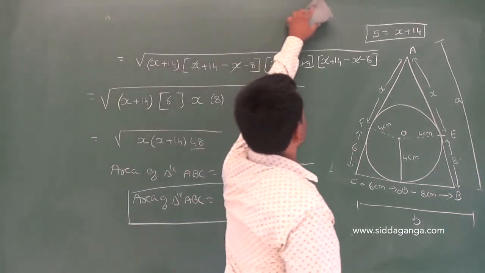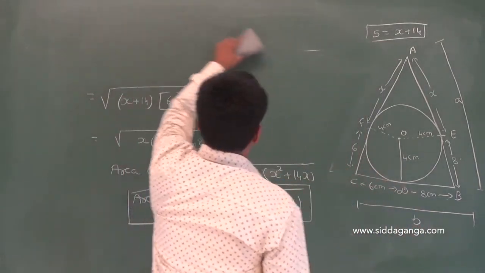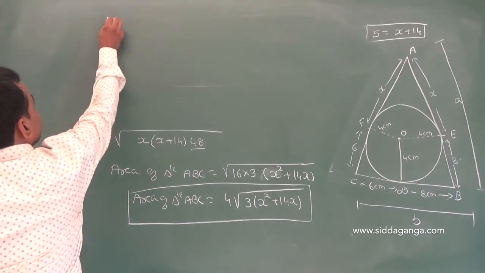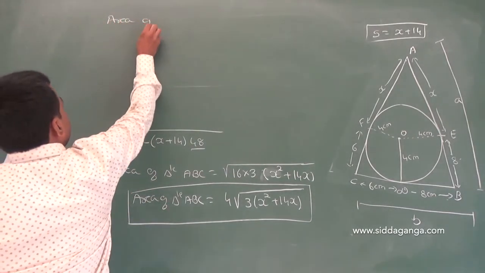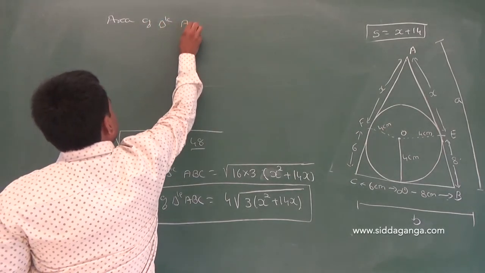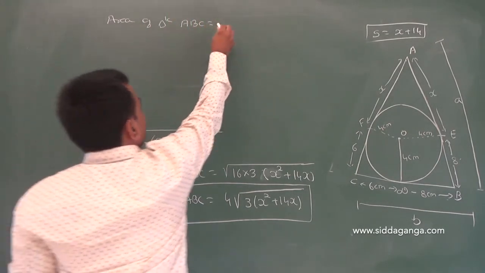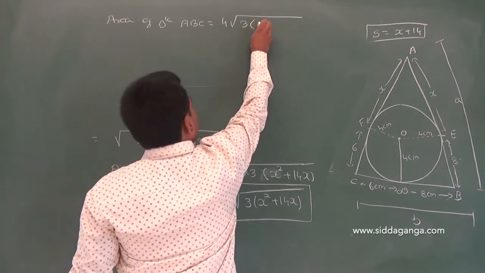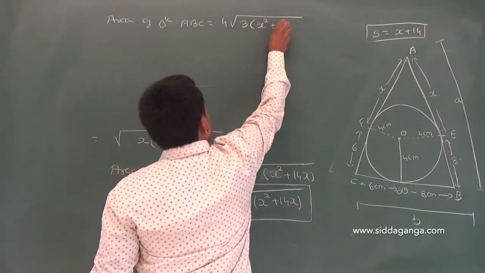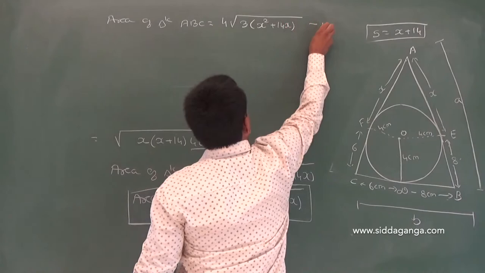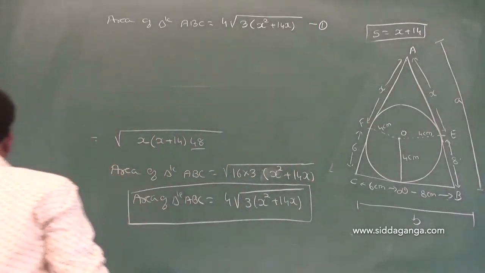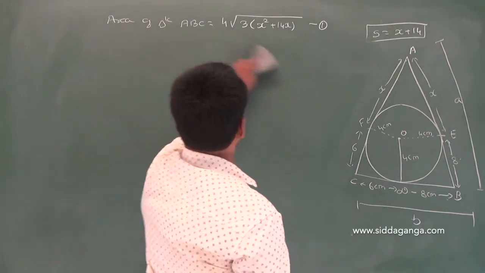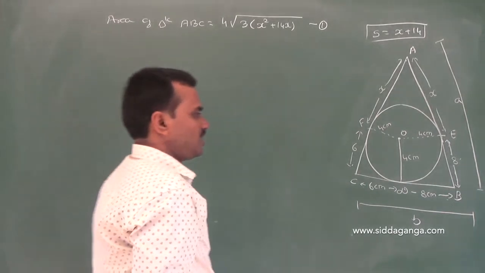According to Heron's formula, I write here above: area of triangle ABC is equal to 4 into square root of 3 into x square plus 14x. Call it as 1. Okay. So, once again, because we have to find out the value of x, for that, observe here.